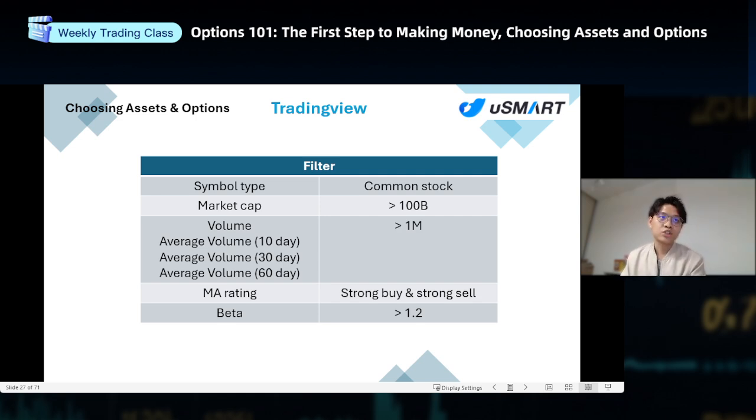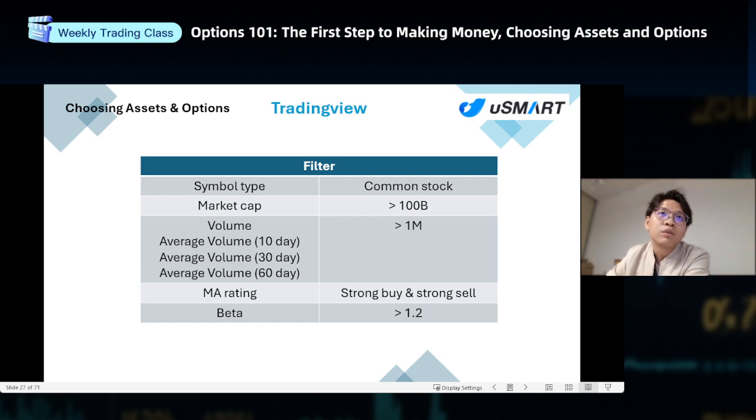You may take a screenshot of it and add on, or you can just reduce the filters that we put in. In this case, you can check the volume. We want the average 60-day volume to be above 1 million, which means we are highly likely to skip the first ride of the trend, and even though we miss the first ride, we want to join the second ride.